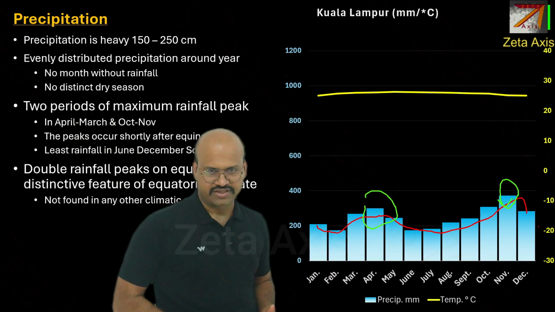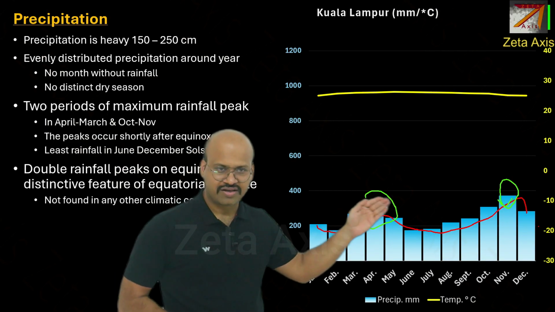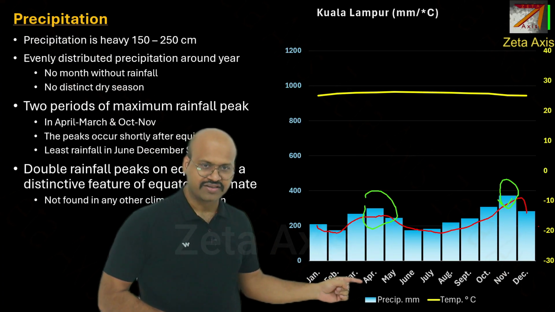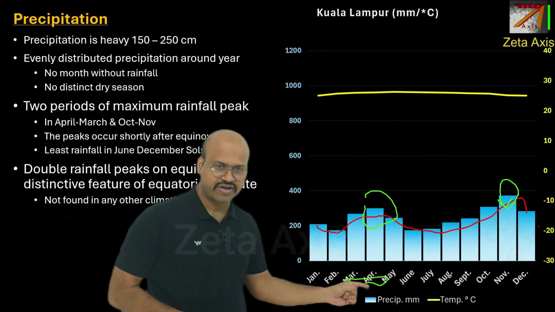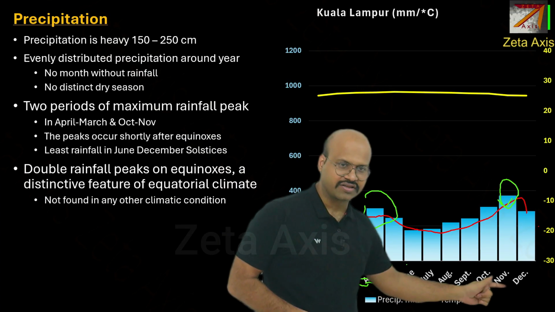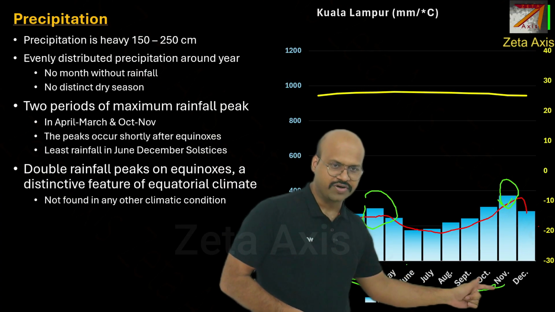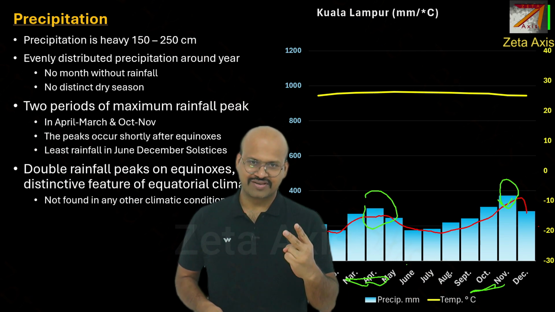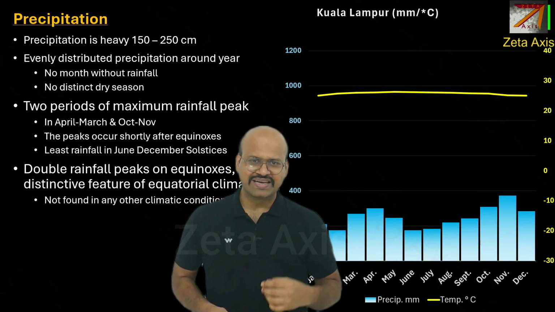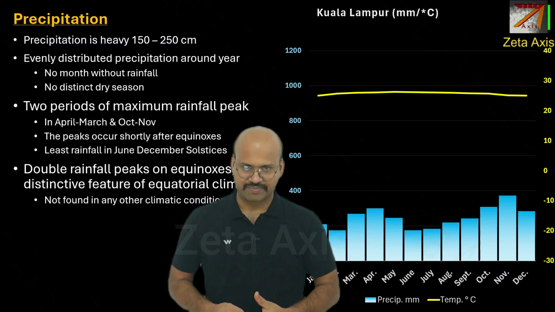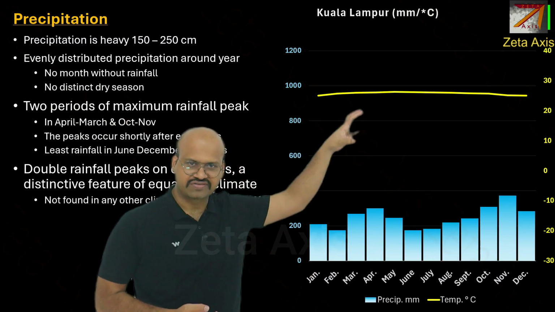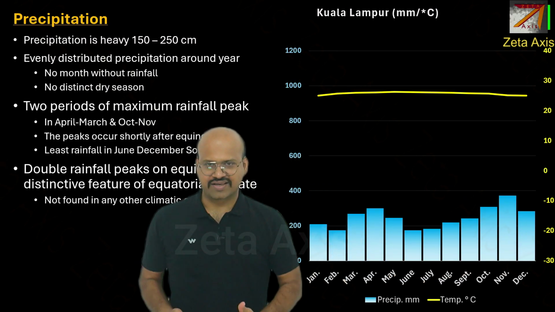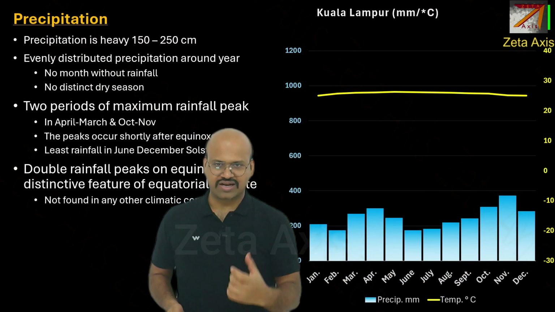So in these two places we have peaks, and it occurs in the months of April and May over here, and here it occurs in the months of October and November. Because of this, there are two peaks in the rainfall, and this is a very distinct characteristic of equatorial climate. So if you get this kind of chart and you see that there are two peaks, then you can directly say that this is a chart of equatorial climate.